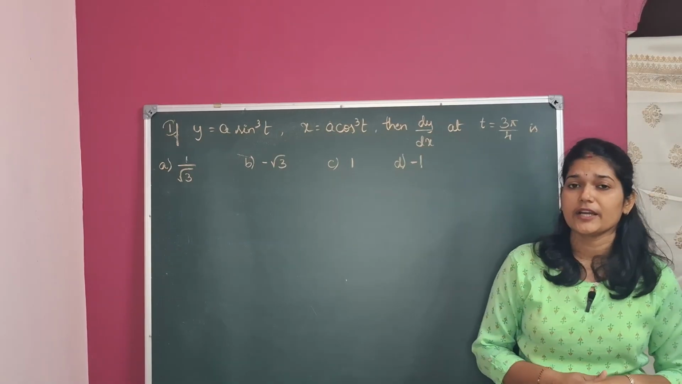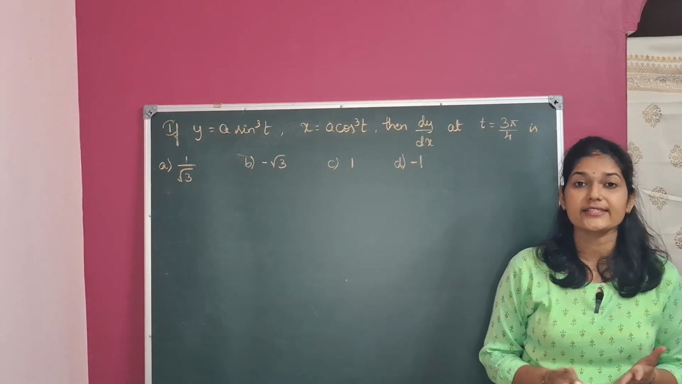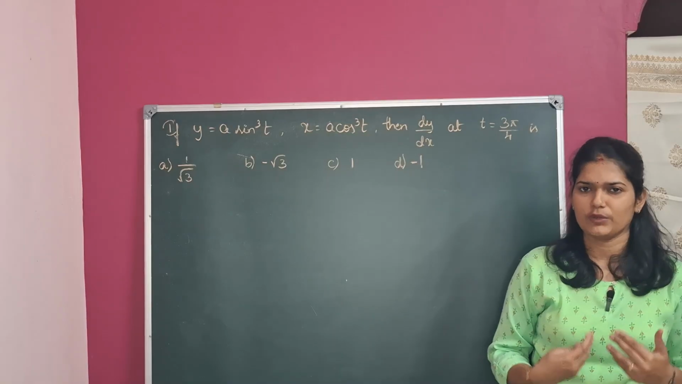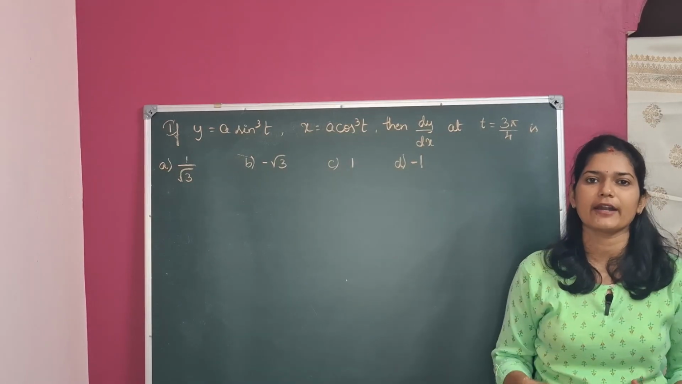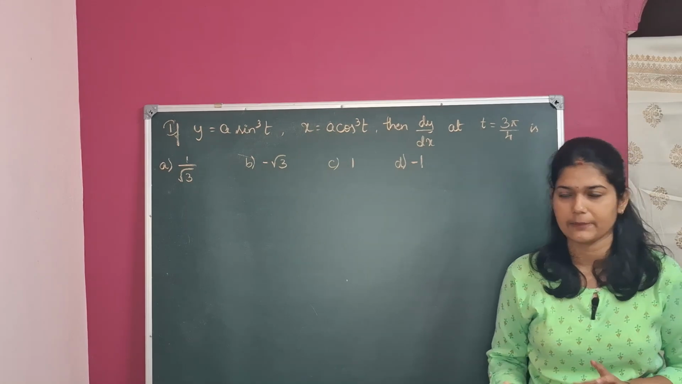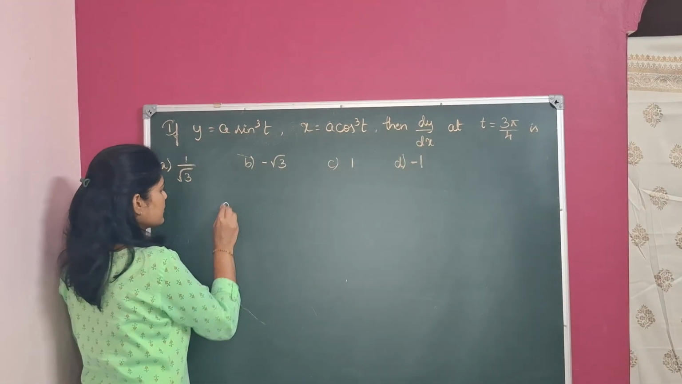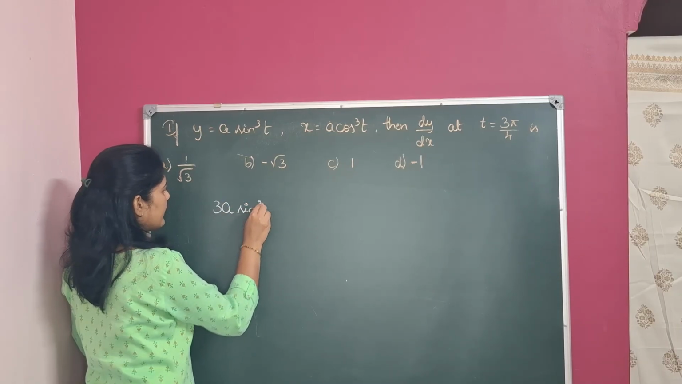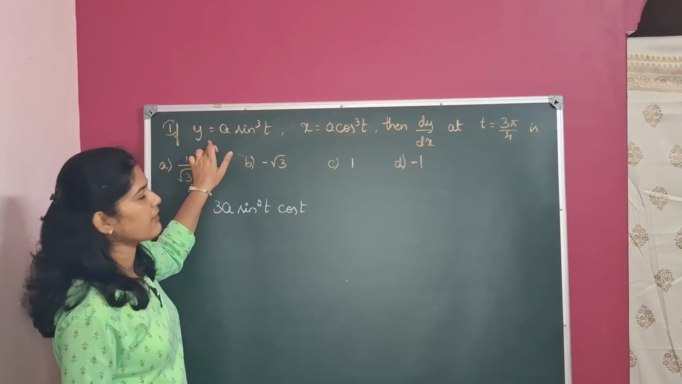This is a problem related to parametric differentiation. They have given two functions y and x in terms of t. Then we have to find dy by dx. We know that dy by dx is nothing but dy by dt whole divided by dx by dt. So differentiate the function with respect to t. So the differentiation will be a into 3 sin square t into cos t. So this is dy by dt.